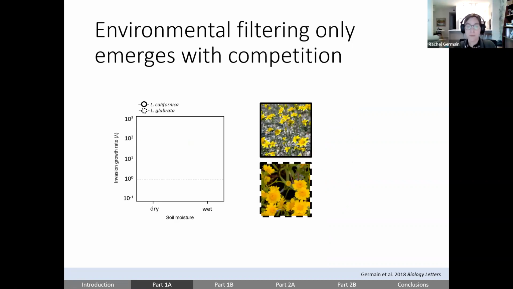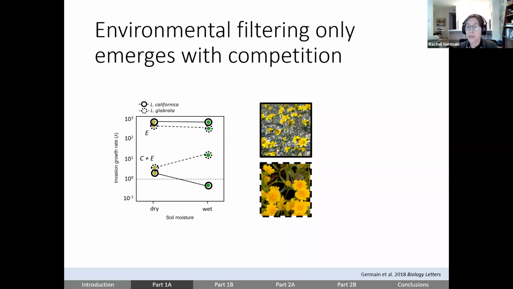If we focus in on a particular species pair, these are two Licinia species that are both native to California. Same type of plot, but I'm just going to be focusing on them. Again, this is a case where if we examine each of them in isolation, so not competing with each other, they're both way above in this persistence zone. They don't tend to really care if it's a dry or wet environment. Licinia californica is slightly better in that environment than Licinia glabrata, but overall, the environment doesn't really seem to matter that much for them. They both do perfectly well.